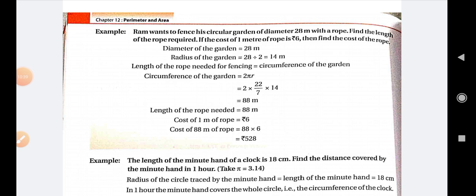Next example is Ram wants to fence his circular garden of diameter 28 meter with a rope.